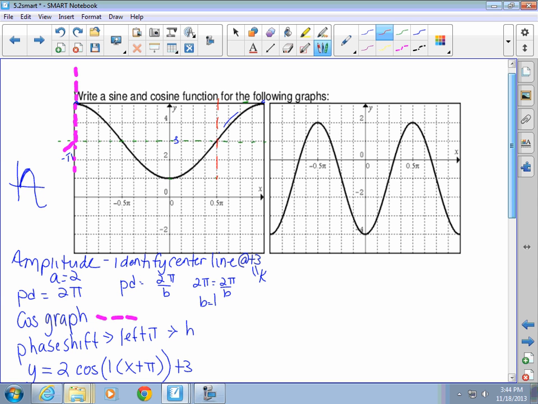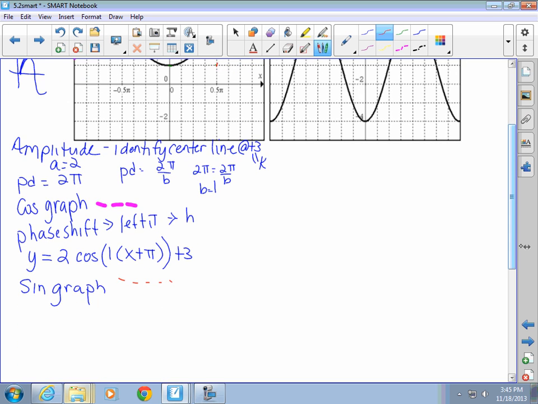My phase shift, though, instead of starting here, I've started over here. So for my phase shift for that one, I've gone pi over 2 to the right. So then that means that my h is equal to pi over 2.